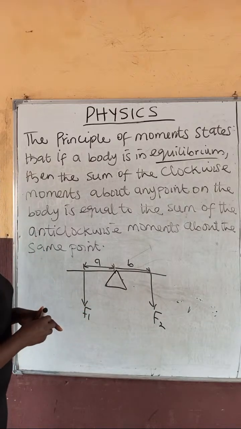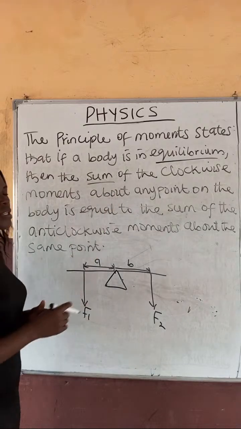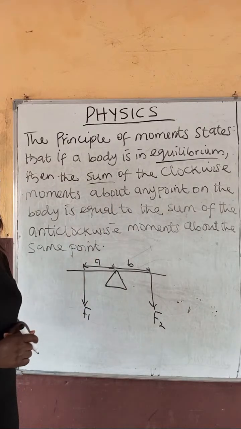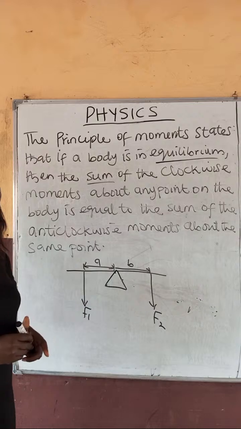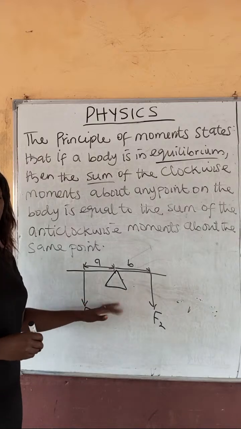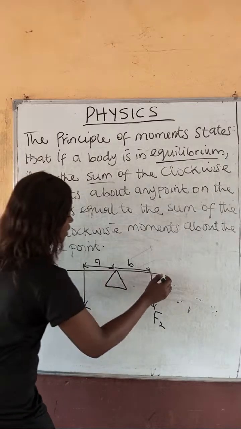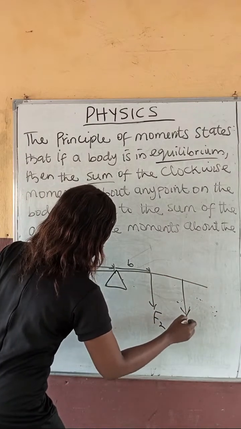moment, if they say the sum, you know why the sum is there? The sum of the clockwise moment, it means there's a situation we can have more than two moments at the same time, okay? We can still have another one here. This is still what?